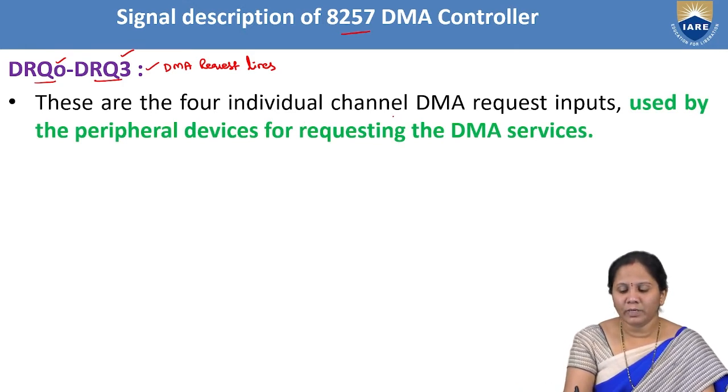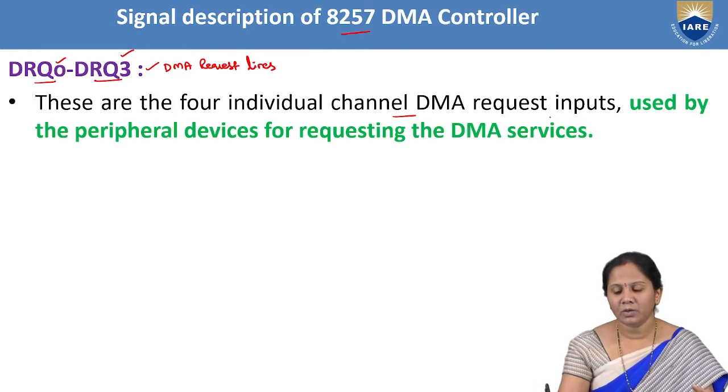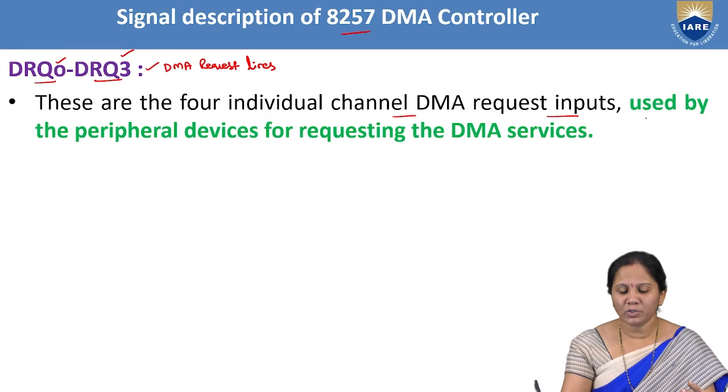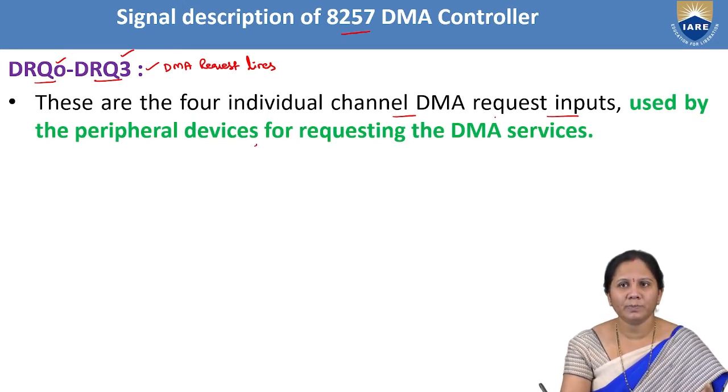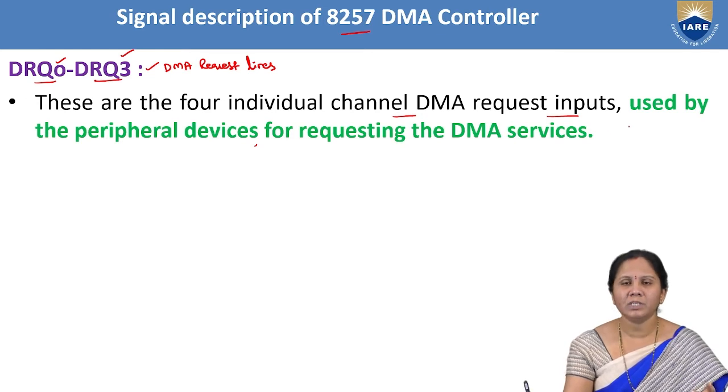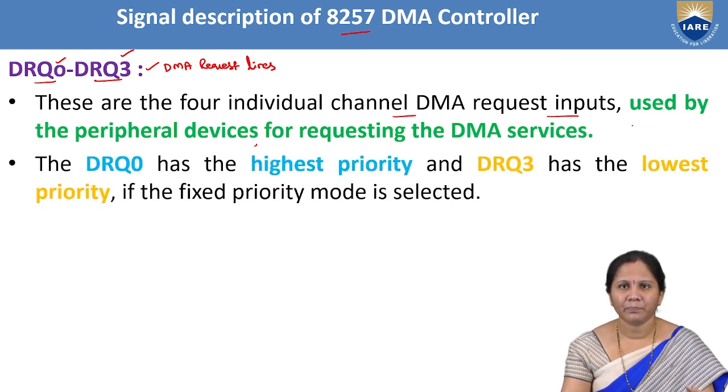So these are the 4 individual channels, and if you observe the pin diagram, these are the request input lines. For the pin diagram, these signals will be indicated as the input lines. The main function of this device is that these signals will be used by the peripheral devices for requesting the DMA services.